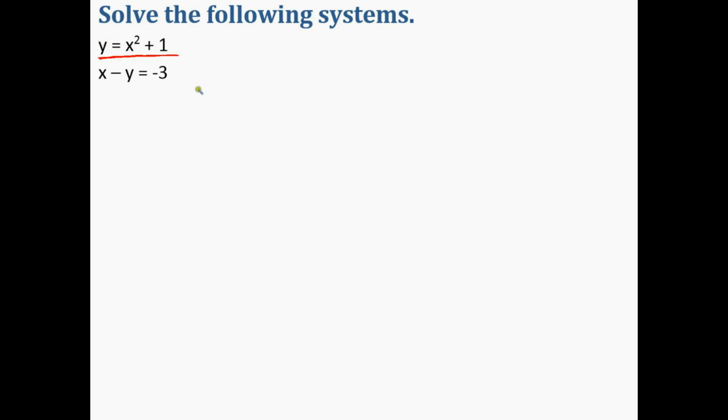So what we'll do here is we'll take this and put that in for y right here. We're going to substitute it in there. So we have x minus y, and y we know is x squared plus 1, is equal to negative 3. And now we have a quadratic equation that we've learned how to solve. So we will distribute this negative. So we have x minus x squared minus 1 equals negative 3.